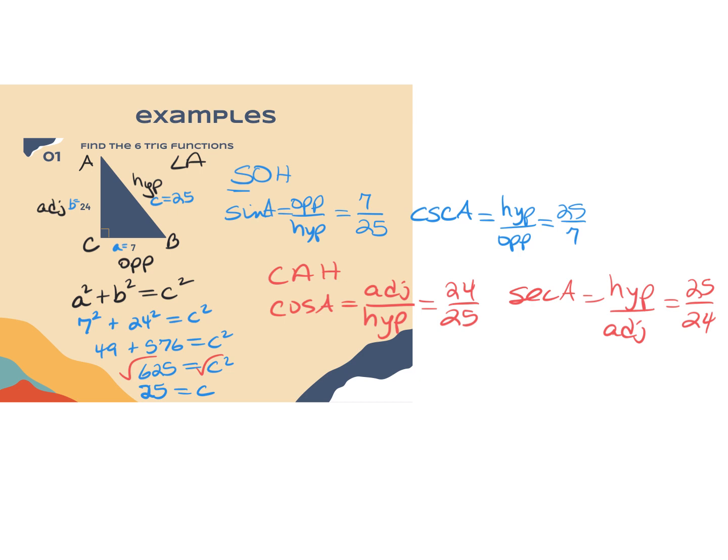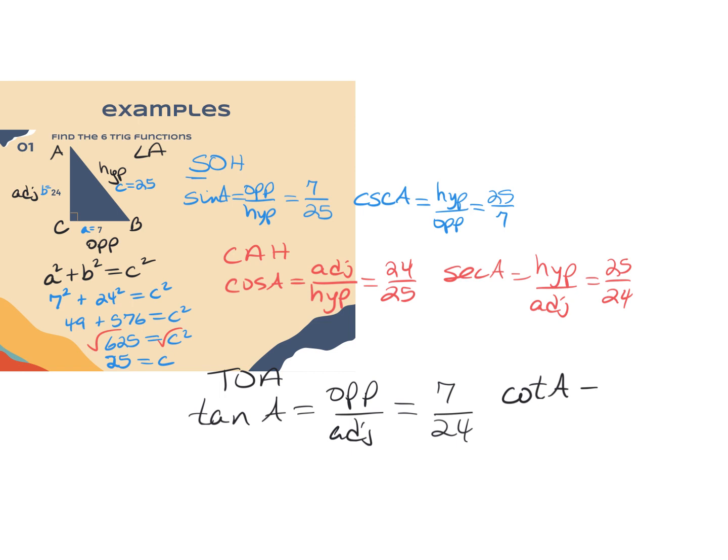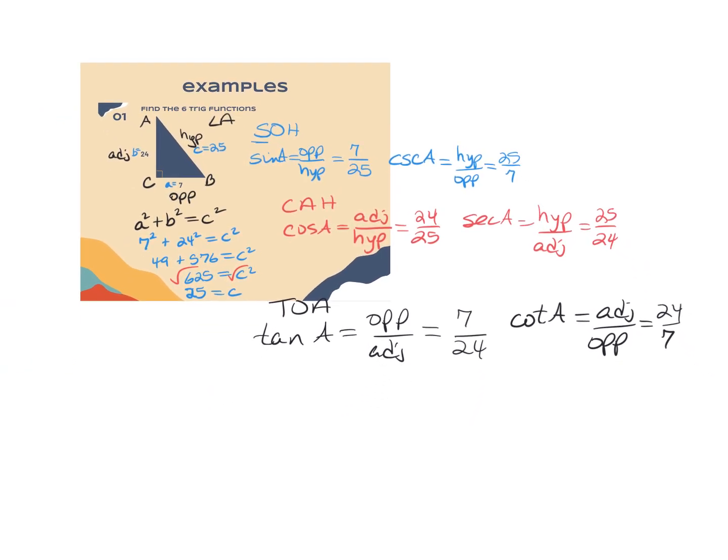And lastly, tangent, and that's the TOA in the acronym. So the tangent of A, the O in the acronym stands for opposite. The A stands for adjacent. Fill in your numbers. Opposite is 7, adjacent 24. And now for cotangent, all we're going to do is flip it. So this will become adjacent over opposite, and it becomes 24 over 7. And those are your 6 trig functions based off of angle A.